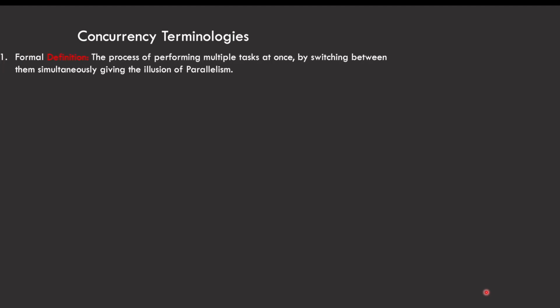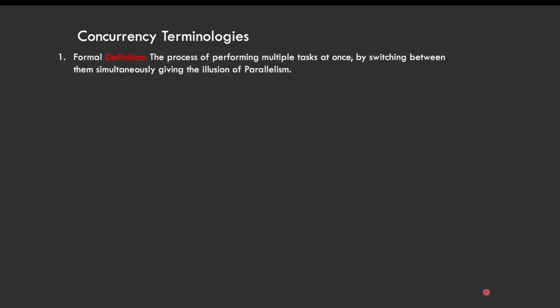Great. So now let's look at some terminologies for concurrency. This is going to be very important. I want you to remember the words that are highlighted in red color. Okay, so here we go. So this is the formal definition for concurrency: the process of performing multiple tasks at once by switching between them simultaneously, giving the illusion of parallelism. You already know how the illusion of parallelism is given, how the tasks are switched by the task scheduler, right? So this is the formal definition.